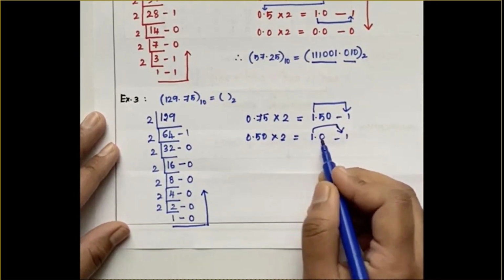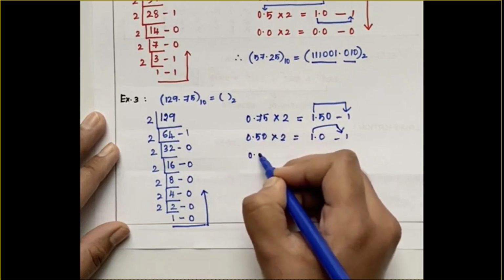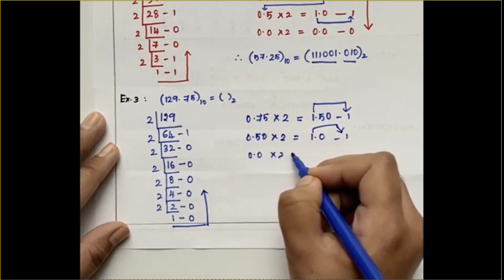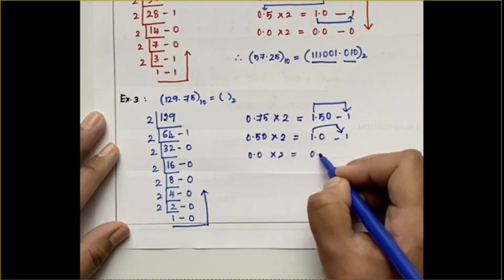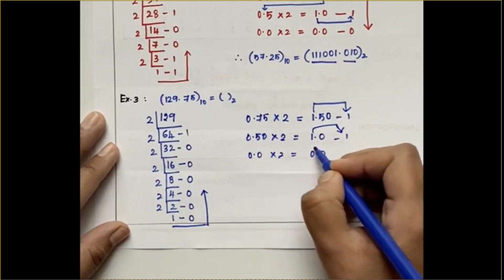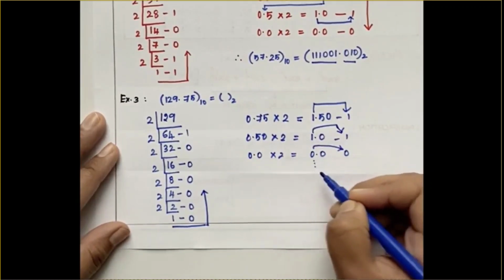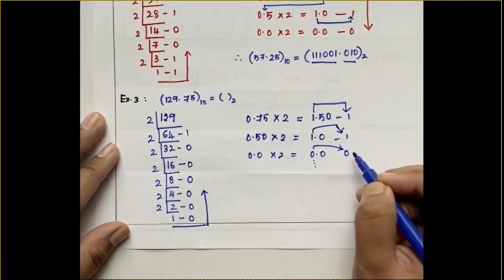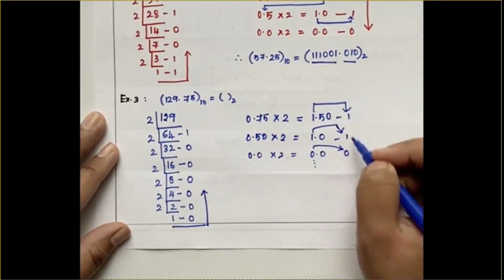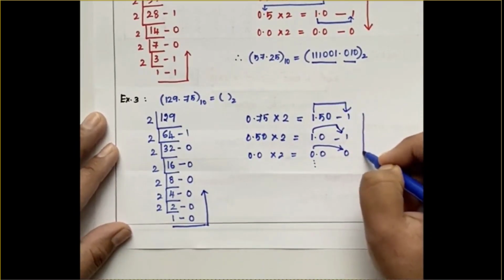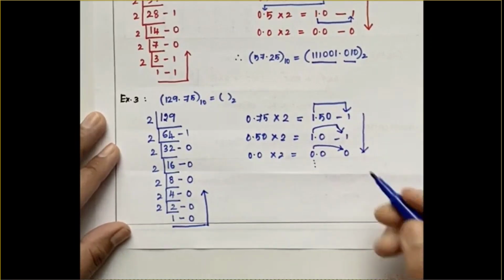Next, the remaining portion after the decimal point is 0. So 0.0 into 2 will give again 0.0. So the last term is going to be 0. And after this, again we will have only zeros. So we can stop with this and we can form the tracing path. So by moving downwards, we have the path.